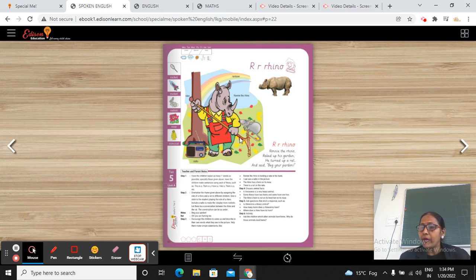So this is rhinoceros, and what is rhinoceros doing? He is raking up his garden, right? What is he doing? He is raking up his garden, and this is rat. When he was raking up his garden, suddenly a rat came out. कौन आता है? एक rat. एक rat बाहर आता है. और what is rat saying to rhino? He is saying, "You are hurting me." Then rhino said, "I'm sorry."